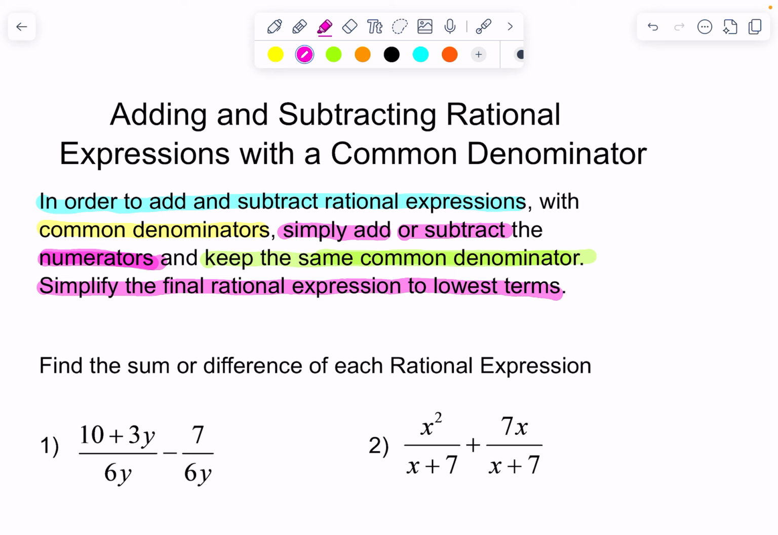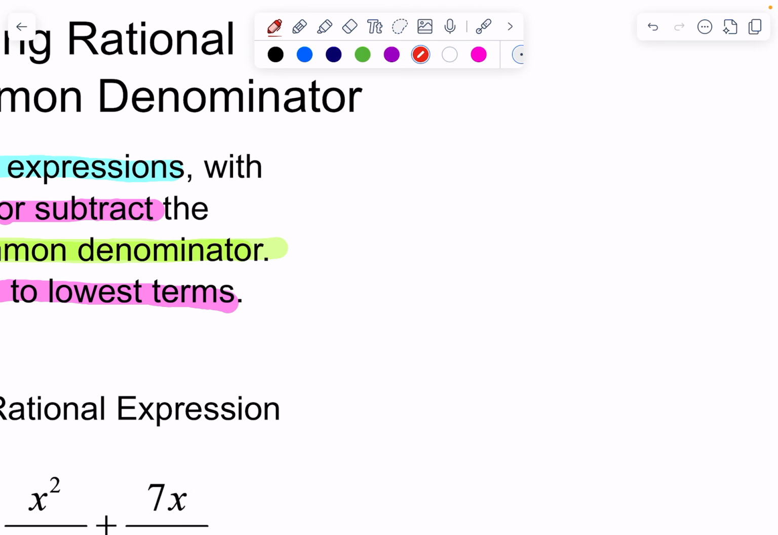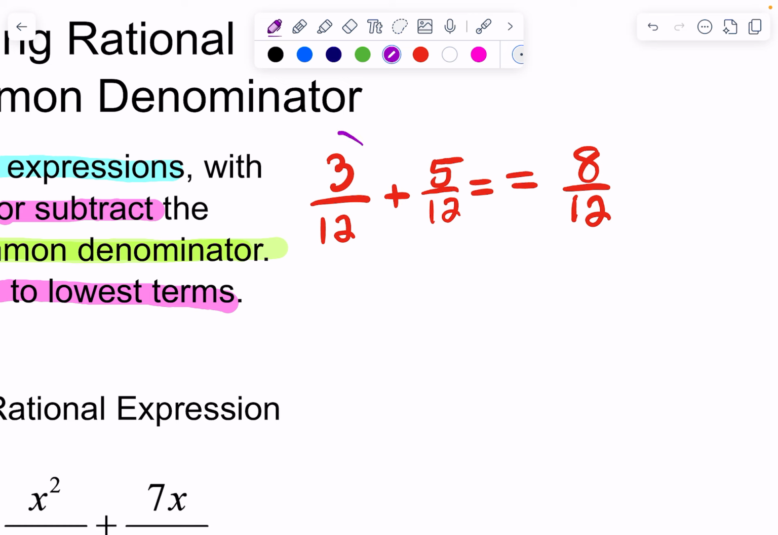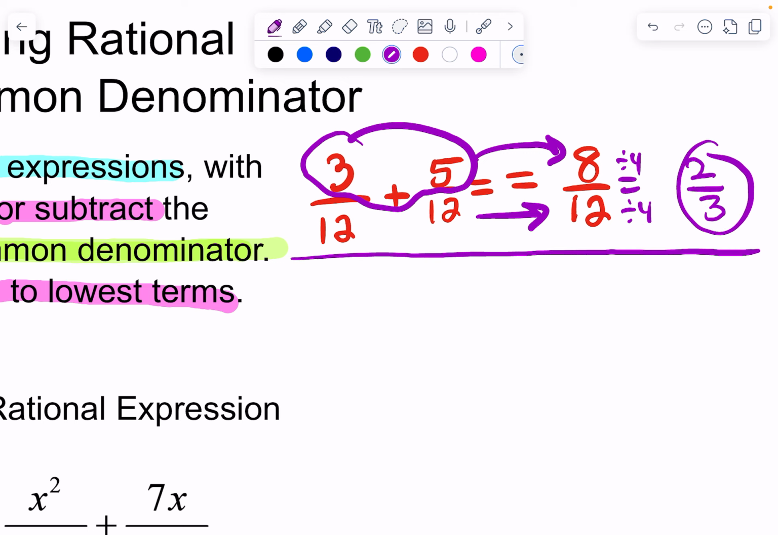Before we get into the actual math of today, don't stress out. Fractions are easy, especially with common denominators. This is what we're basically doing. Think about 3/12 plus 5/12. Well, that's going to be 8/12, right? You know that because you added the numerators and you kept the same denominator. Then you're going to go ahead and reduce this. You're going to divide both the numerator and the denominator by 4, giving me 2/3, right? All right, there's the math there, nice and simple.